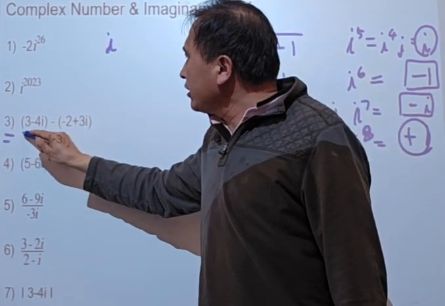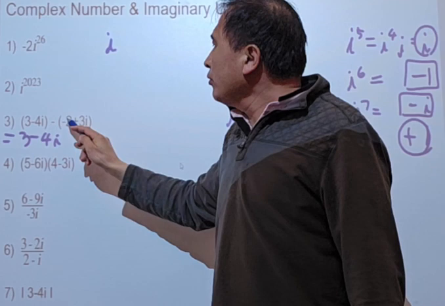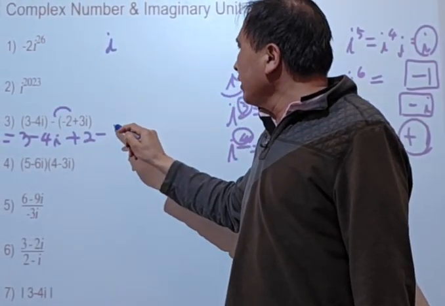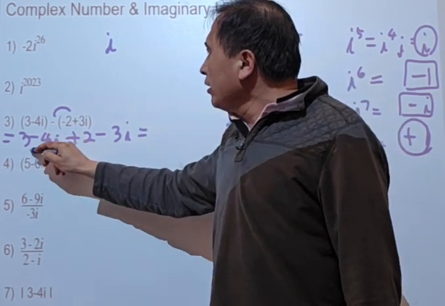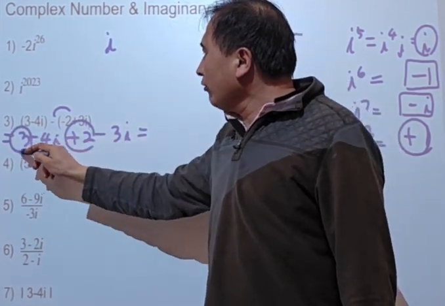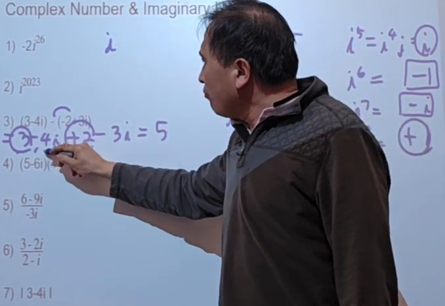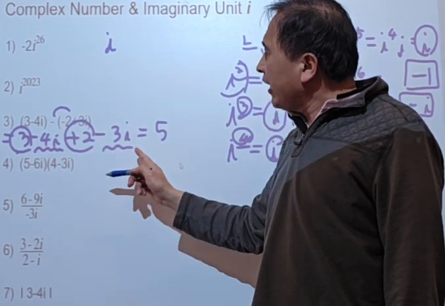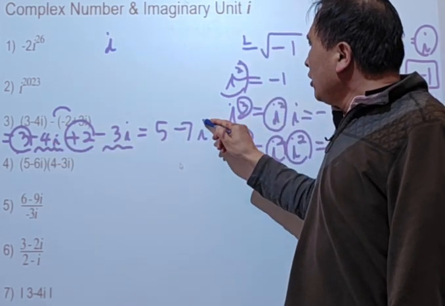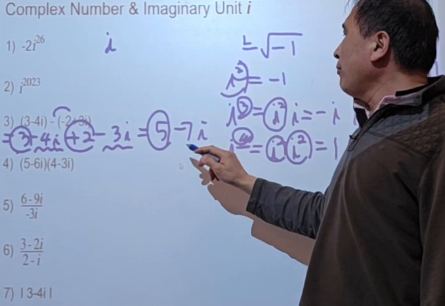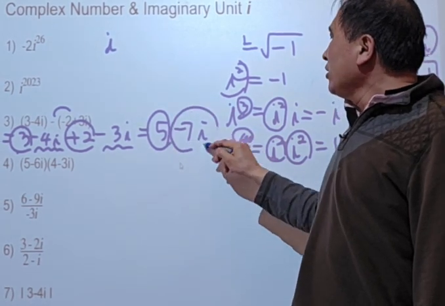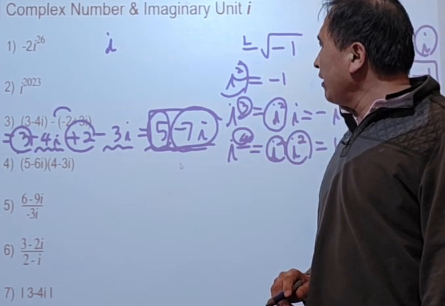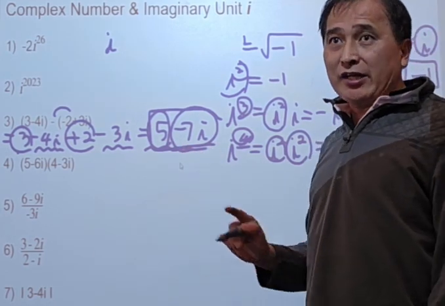So what I mean here is, in this 3 minus 4i, let's distribute this negative. Negative times negative, that's +2, and negative times positive, that's -3i, right? So this part that doesn't have i, you can calculate 3 plus 2, that's 5, and -4i minus 3i, like a variable, like 4x minus 3x, it's -7i. That's nothing more you can do. So this is the answer in a plus bi form. A is 5, b is -7, so 5 minus 7i, that's our answer.